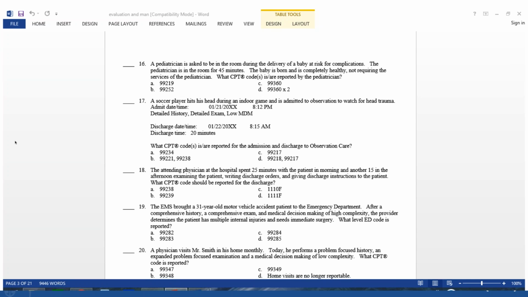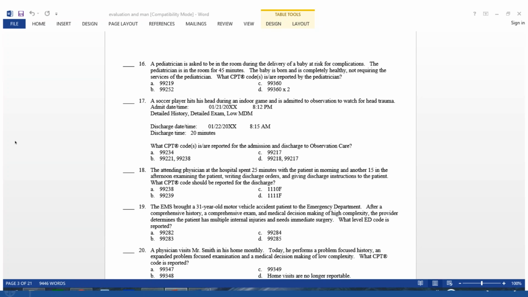So number 19, and the provider determines the patient has multiple internal injuries and needs surgery right away. That could not be a level 2 visit. If I was a provider, I'd be like, you got to go. Do you know how much work I did last night? Right. So once you see comprehensive history, comprehensive exam, medical decision-making, high complexity, your answer is D as in David for number 19.